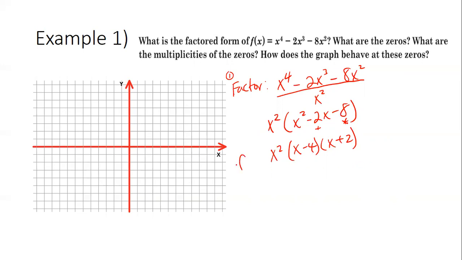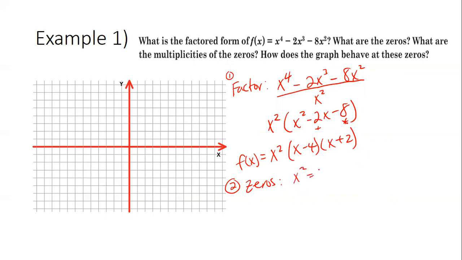So this is me fully factored. This is f of x equals x squared times x minus 4 times x plus 2. So step 2, finding my zeros. My zeros here are found by taking each factor and setting it equal to 0, which is what you should have been doing on your math activity, right?